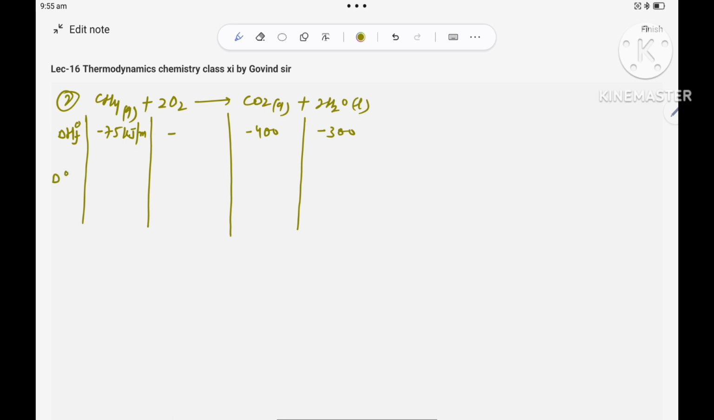Entropy values: 180 joule per mole Kelvin, same here 200, 220, and here 70, and temperature is 298 Kelvin. They are asking the standard Gibbs free energy of reaction.